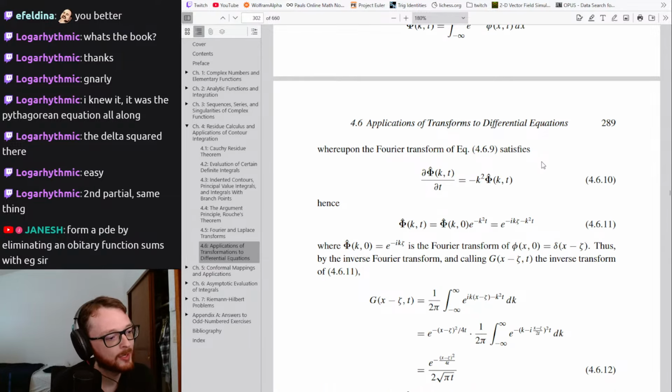Form a PDE by eliminating an arbitrary function. I'm not sure what that means, Janesh. I'm sorry.